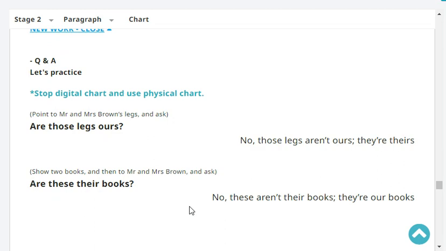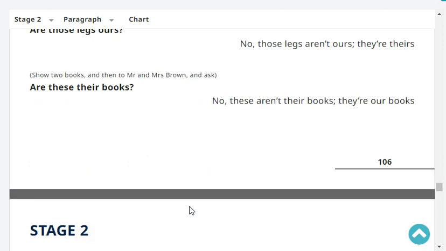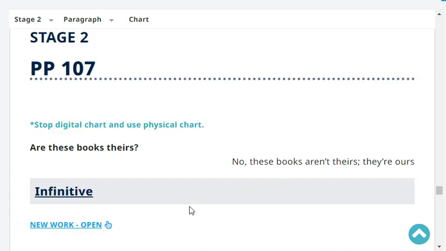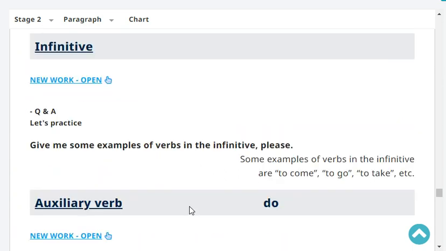Okay, let's practice. Are those legs ours? No, those legs aren't ours. They are theirs. Very good. Are these books theirs? No, those books aren't theirs. They're our books. Not theirs, ours. Very good.